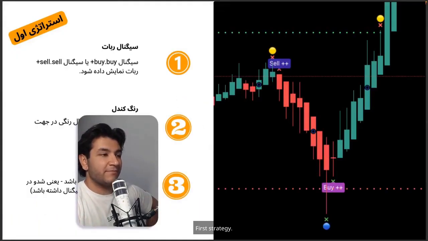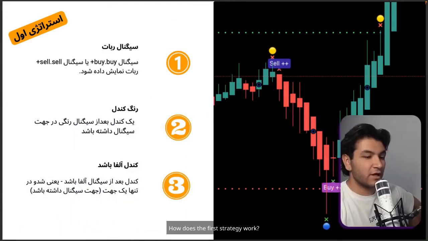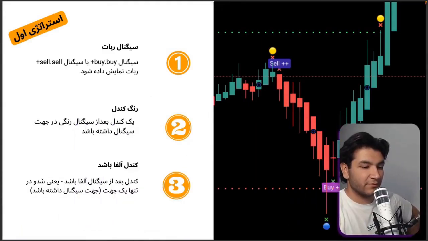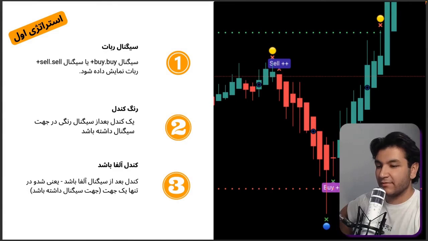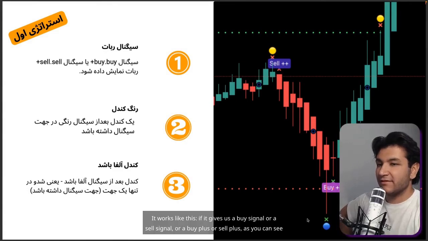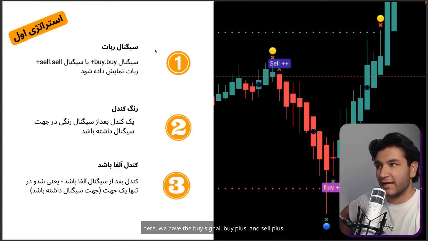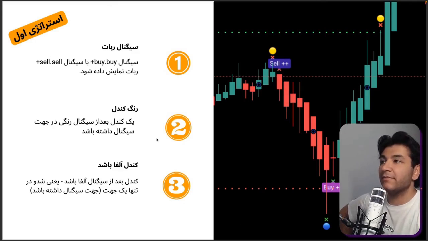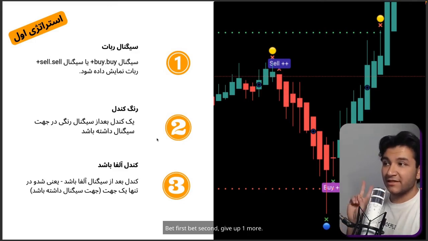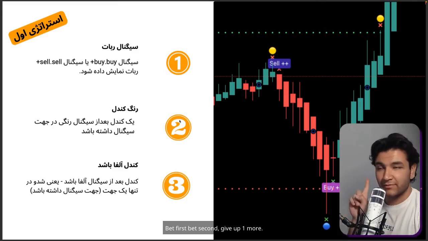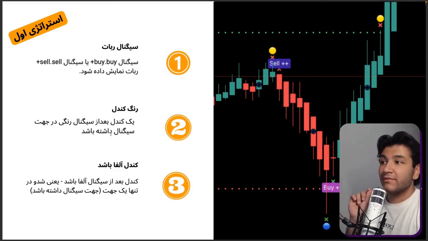First strategy. How does the first strategy work? It works like this. If it gives us a buy signal, or a sell signal, or a buy plus or sell plus, as you can see here, we have the buy signal, buy plus, and sell plus. First, we have the signal, but second, we need one more condition.